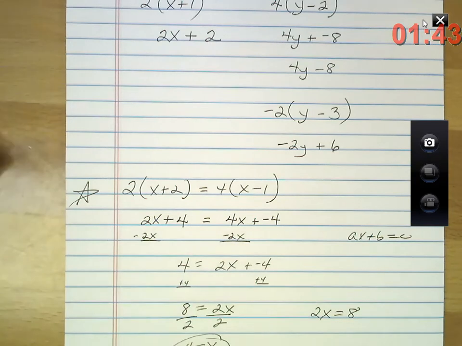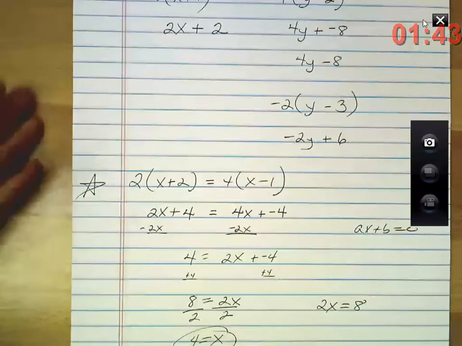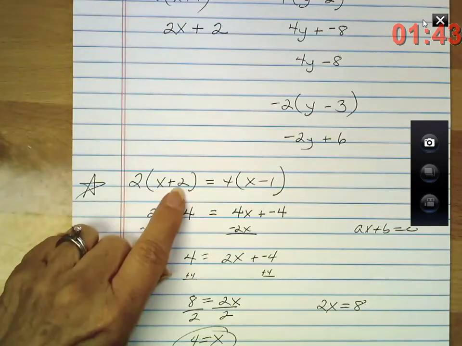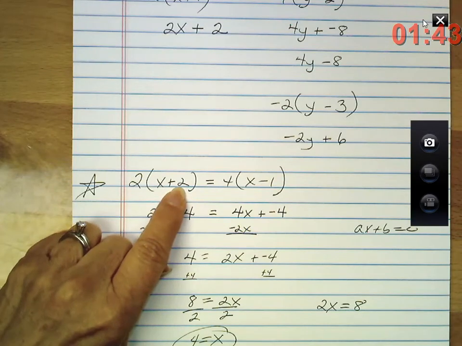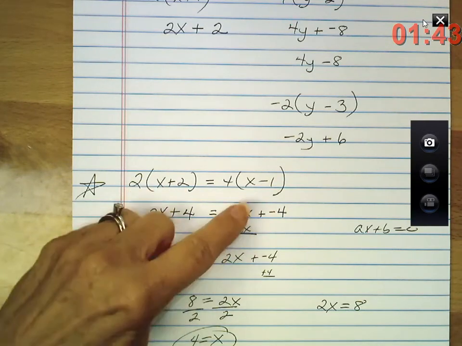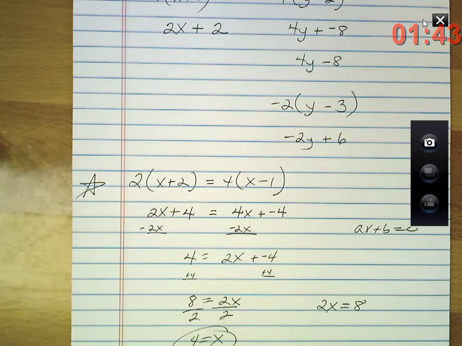Okay, now you can check it. 4 plus 2 is 6. 2 times 6 is 12. 4 minus 1 is 3. 3 times 4 is 12. So 12 equals 12. So you do have the right answer.